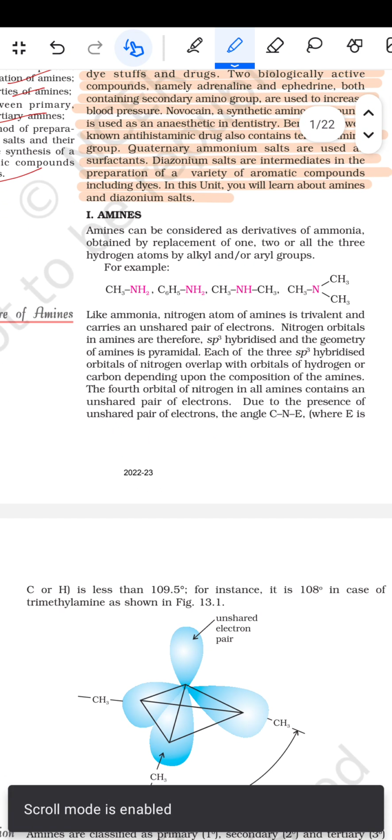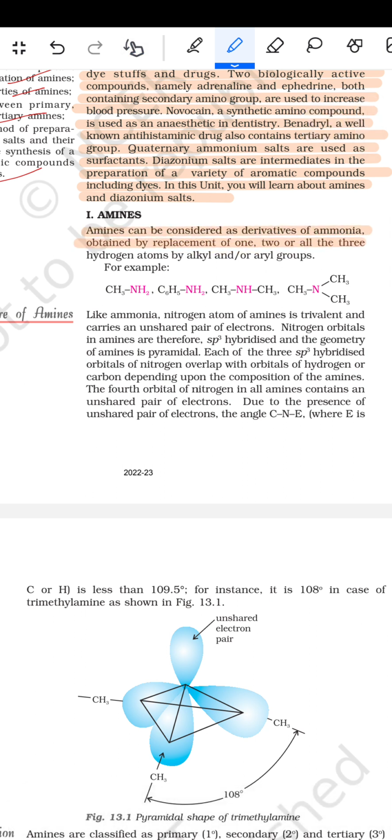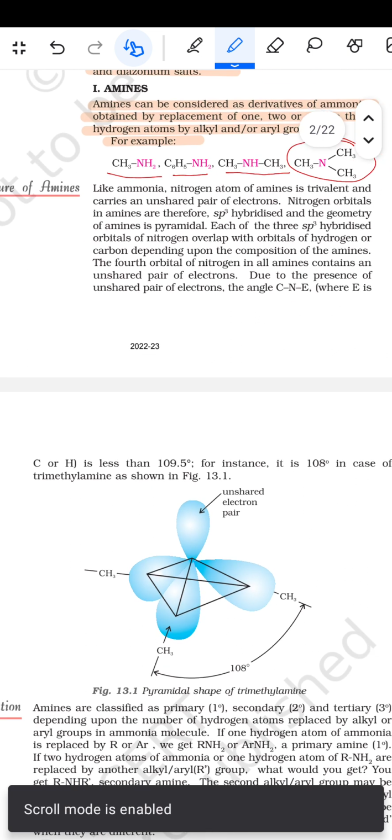Now, the amines. The amines can be considered derivatives of ammonia obtained by the replacement of one, two, or all three hydrogen atoms by alkyl or aryl groups. For example, CH3NH2, C6H5NH2, (CH3)2NH and (CH3)3N, these are the examples. After that comes the structure of the amines.